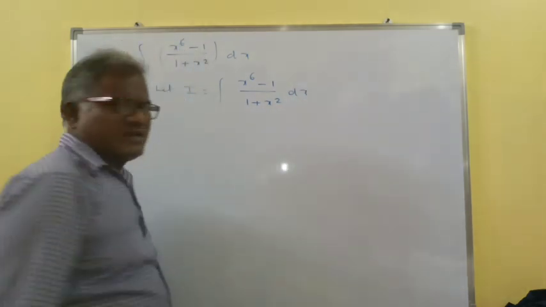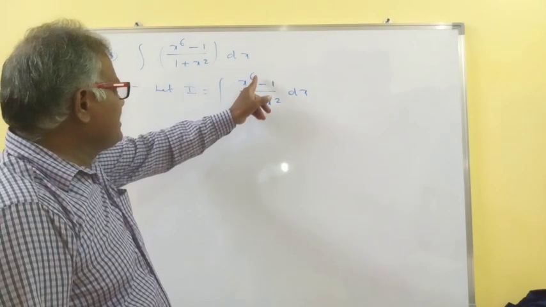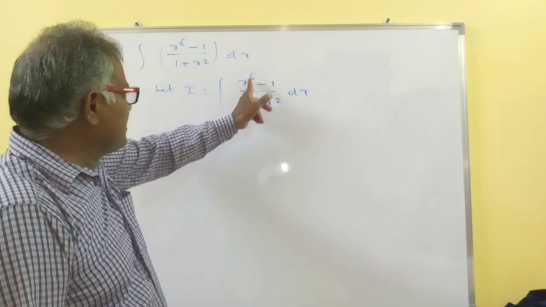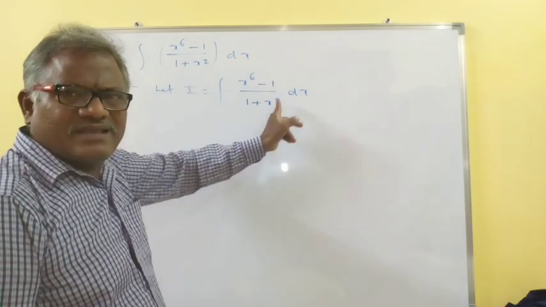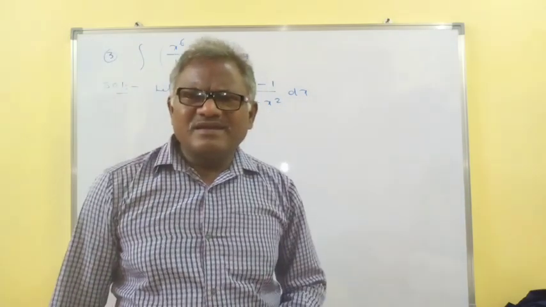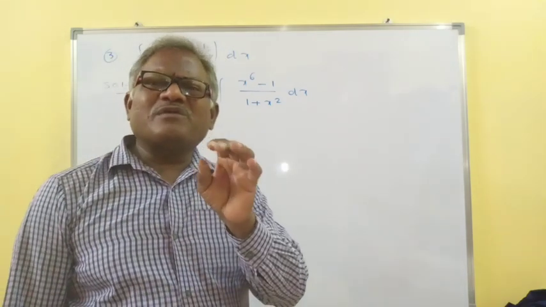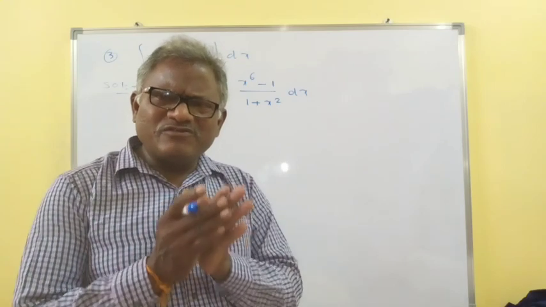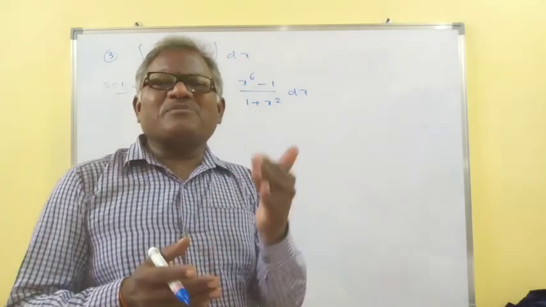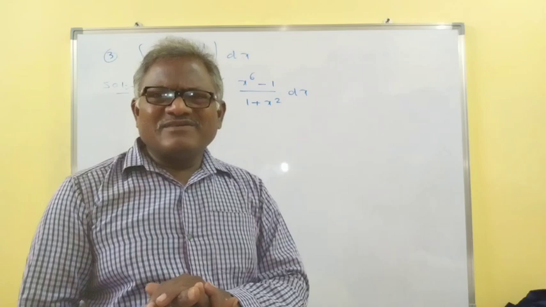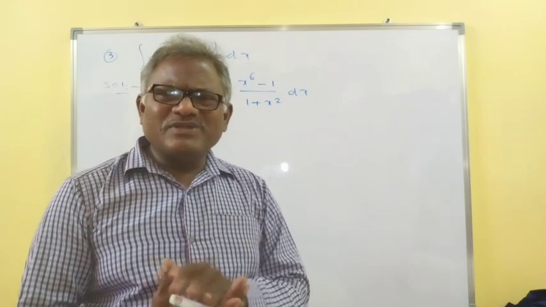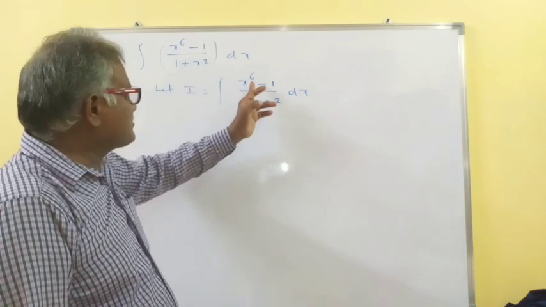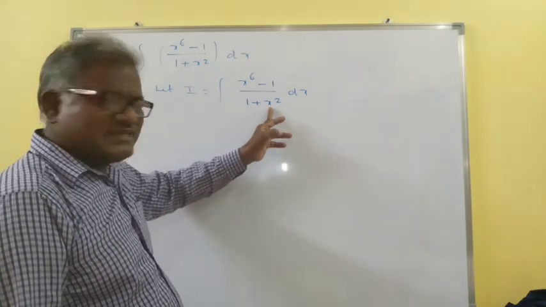Okay. This is clearly degree here 6, here 2. That means 6 greater than 2. That means degree of numerator is greater than degree of denominator. That's why this fraction is nothing but improper fraction. Whenever improper fraction is there, we must convert into proper fraction. Okay. How can you do this one? Simply divide. Okay. Divide x power 6 minus 1 with this 1 plus x square.